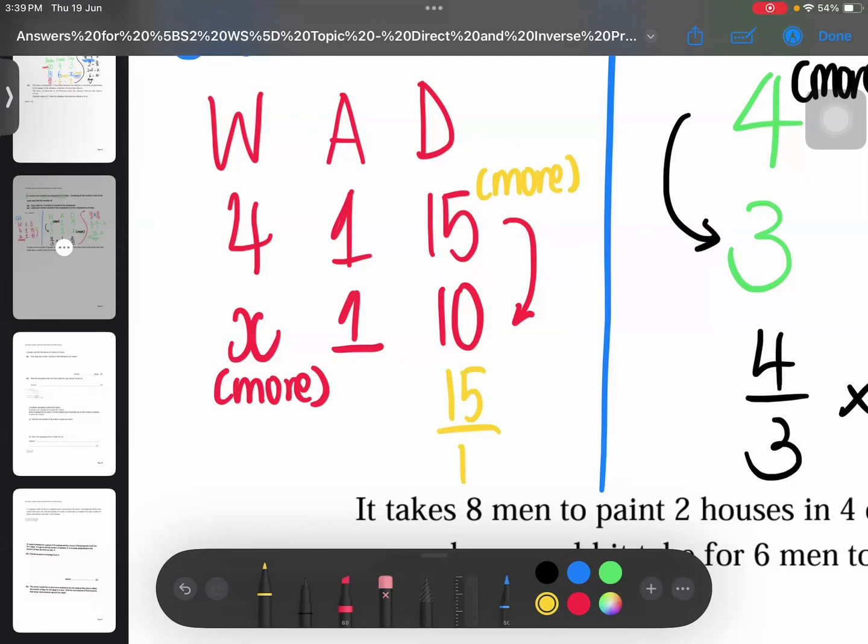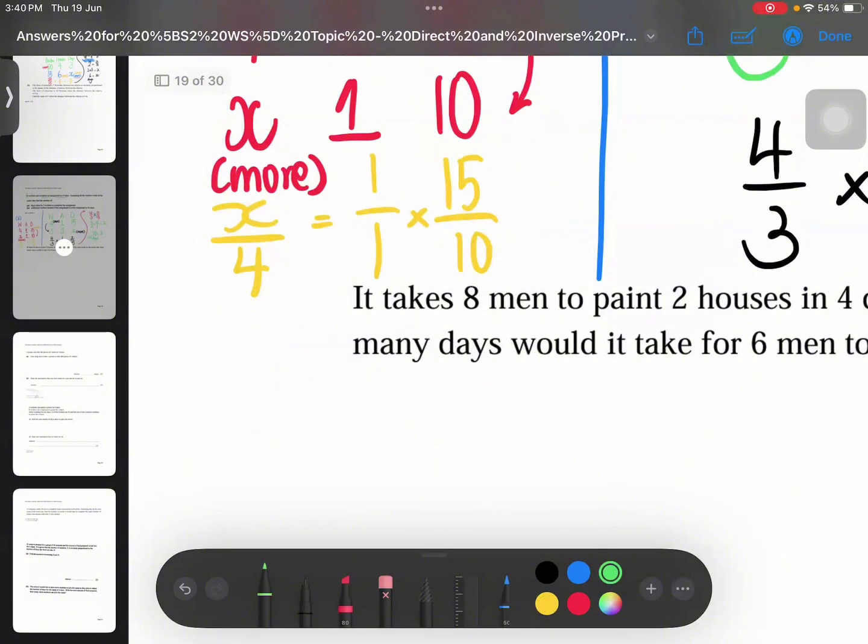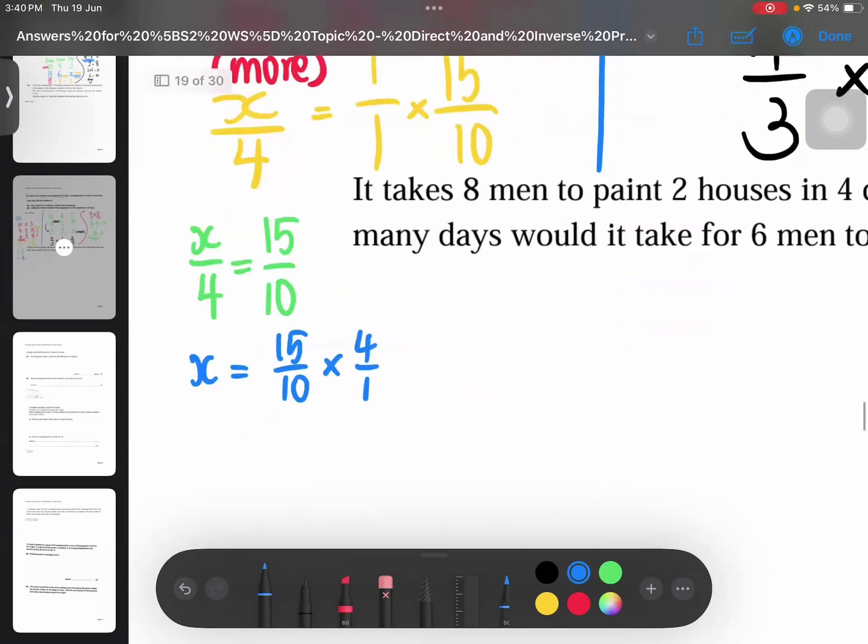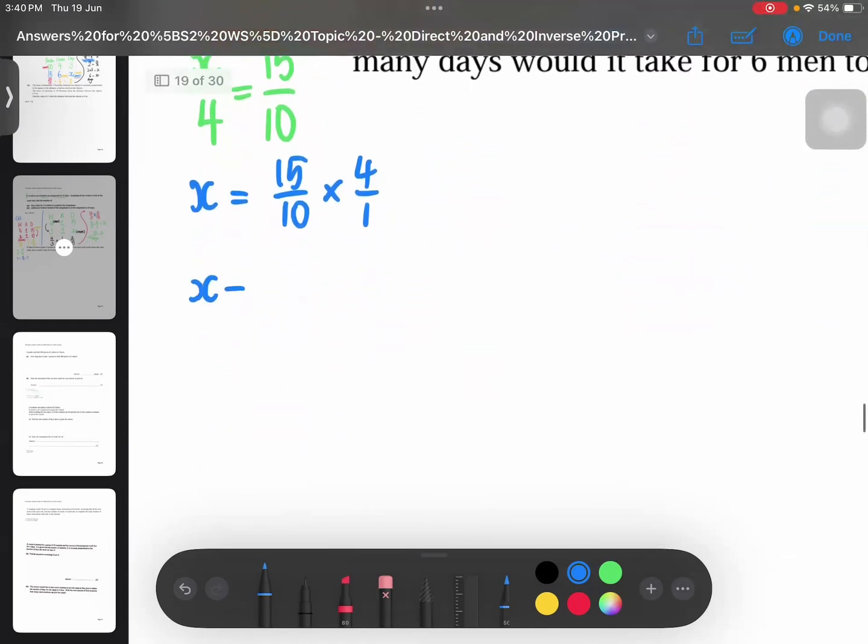Agree or disagree? If this is more, that means I have to take more as my numerator. So 15 over 10. Do you understand? Times 1 over 1 is equals to what? X over 4. Is this something that you can understand? Then over here you say x over 4 is equals to 15 over 10. Agree or disagree? All right, so x is equals to 15 over 10 times 4 over 1. We get to an answer of 6.